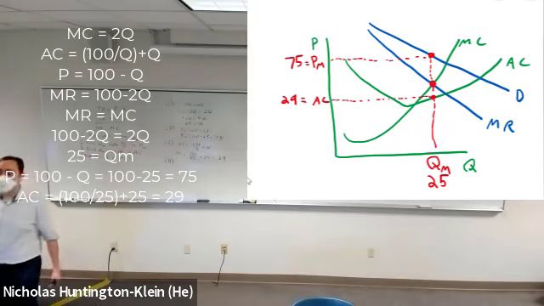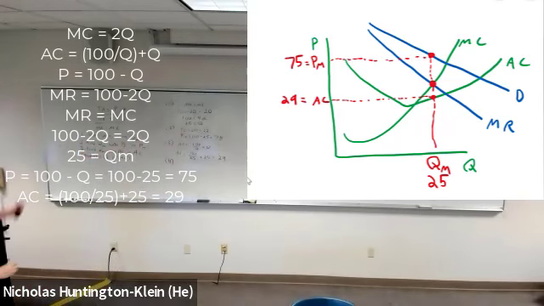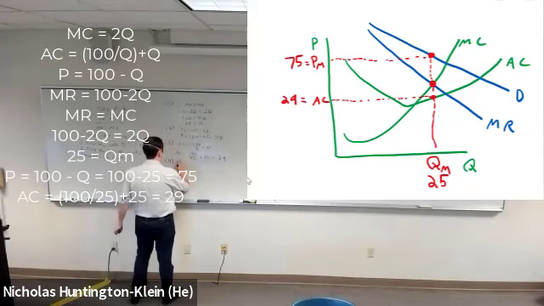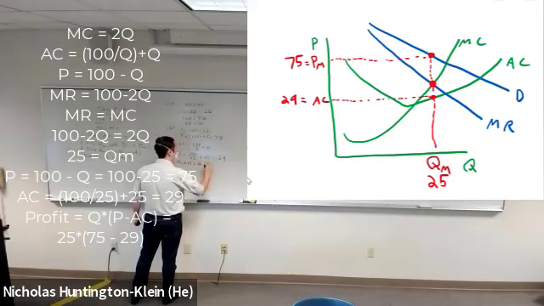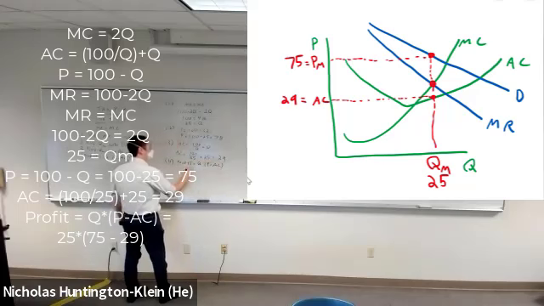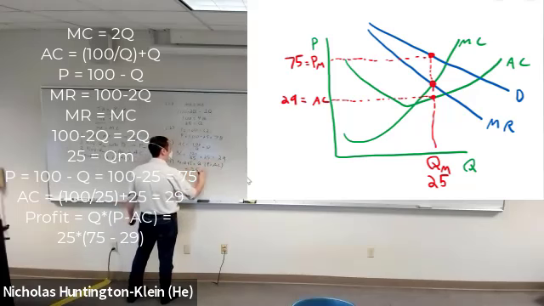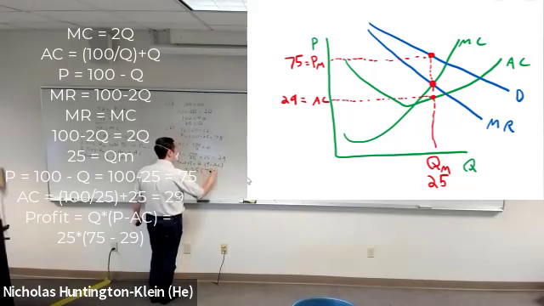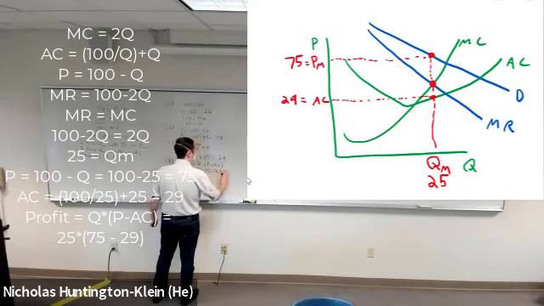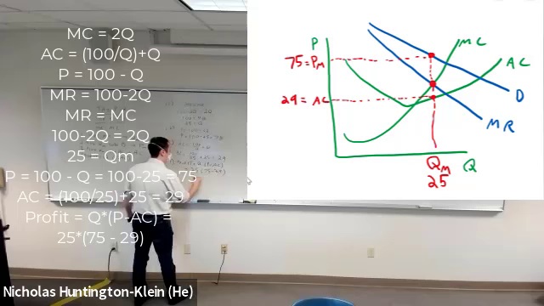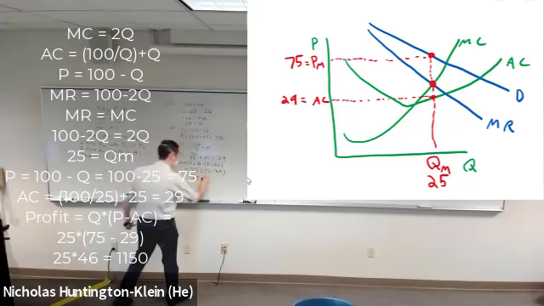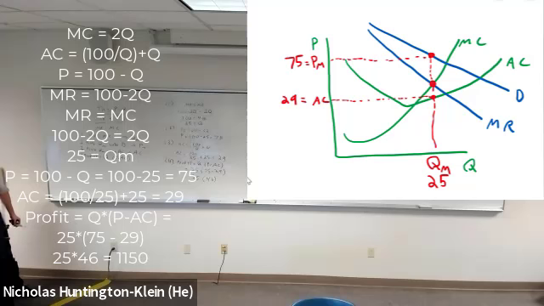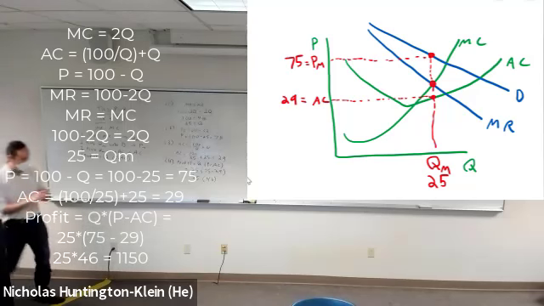Finally, we can calculate our profit. Step 4, which is just calculate our profit. Profit is quantity times price minus average cost. Our quantity is 25. Our price is 75. Our average cost is 29. 25 times, what is that, 46. 25 times 46, 1150.